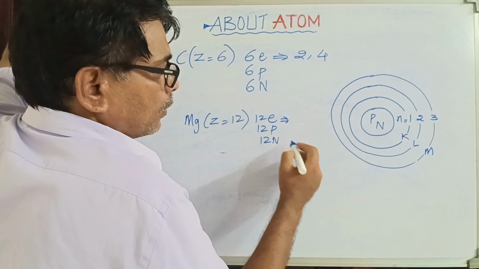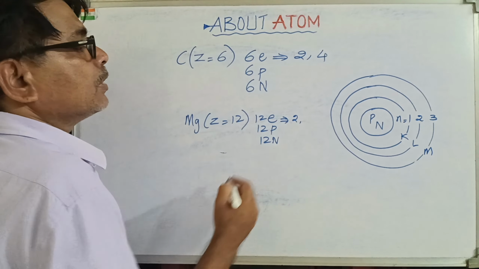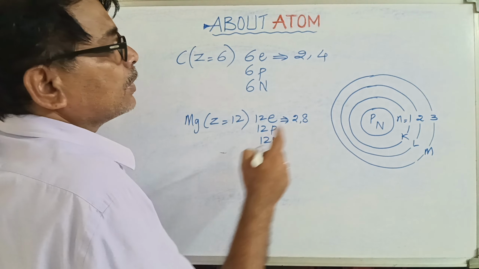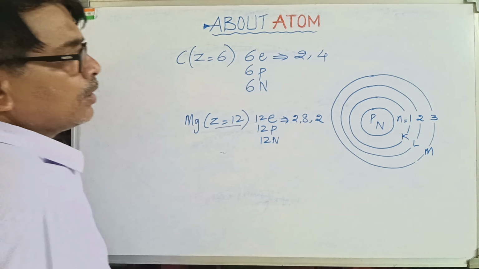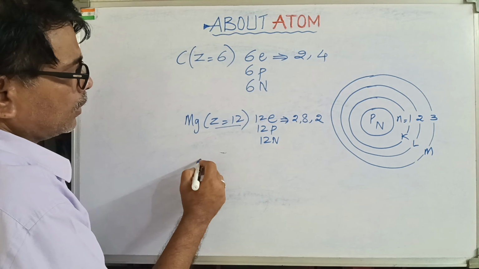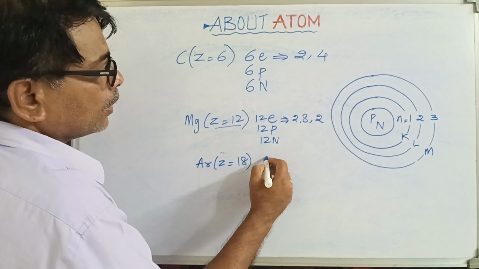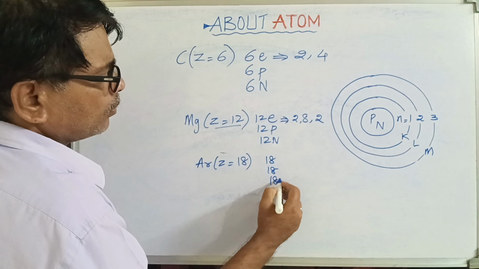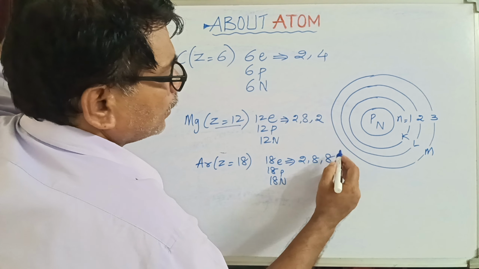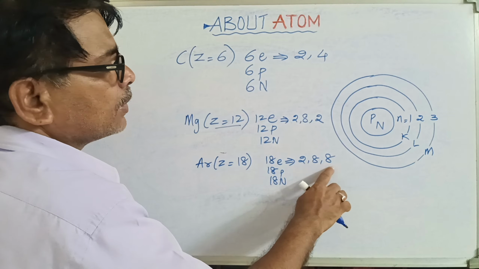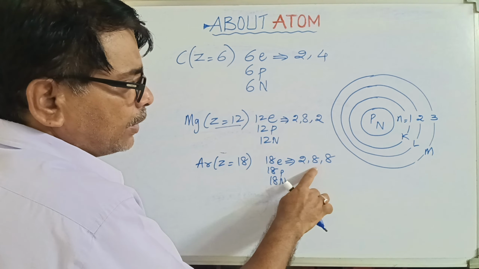Now what happens? Distribution of electrons is very important. The first shell occupies only 2 electrons. The second shell takes 8 electrons. The third again takes 8, but the number available for magnesium is 12, so you have only 2 in the third shell. In the same manner, take argon, whose atomic number is 18: 18 electrons, 18 protons, 18 neutrons. Distributing the electrons, 2, 8, 8. So 2 plus 8 is 10, plus 8 is 18. First shell occupies 2 electrons, second shell 8 and third shell 8.